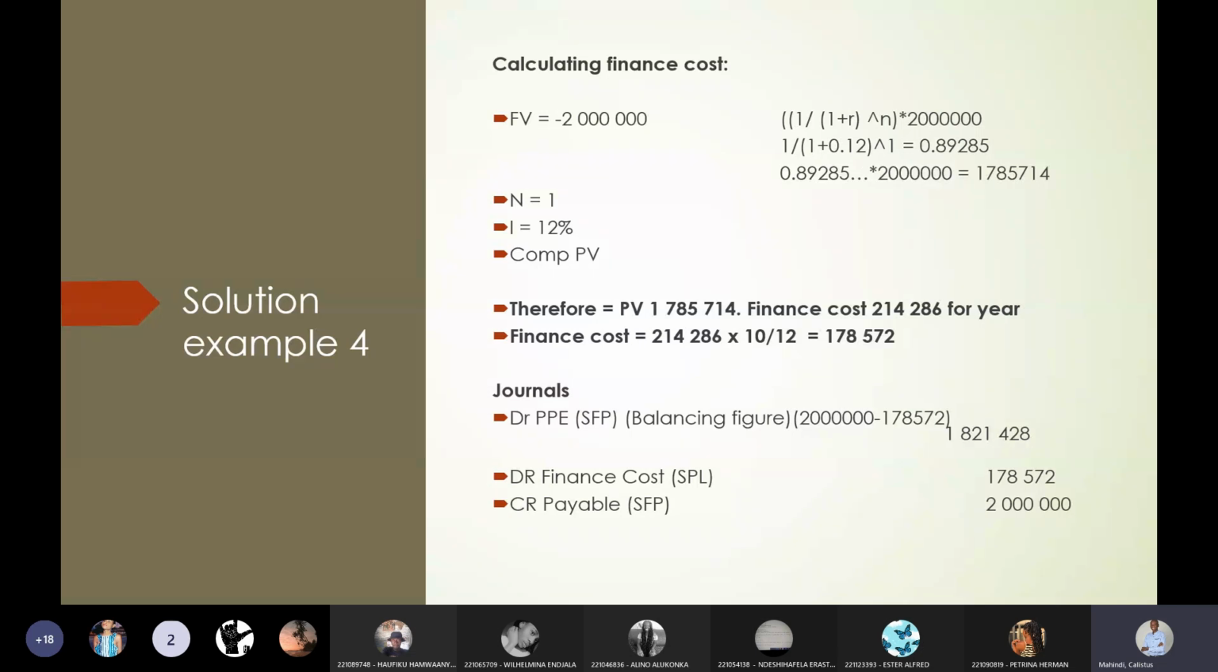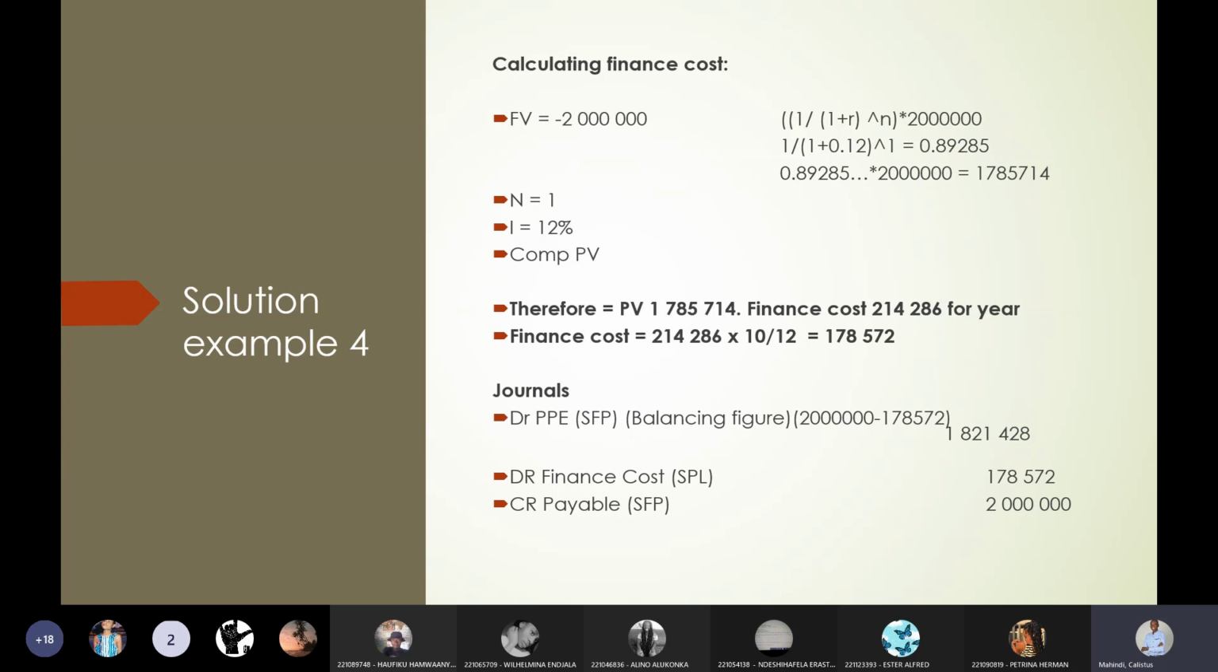Are we okay? Is that clear? The 1,785,000. Okay, so that's the present value at 1st of January 20x6. And then the finance cost is the difference. Okay, the finance cost is the difference between the 1,785,714 and the 2 million, which comes to a finance cost of 214,286. So that's your interest for the year. The finance cost is just the interest for the year.